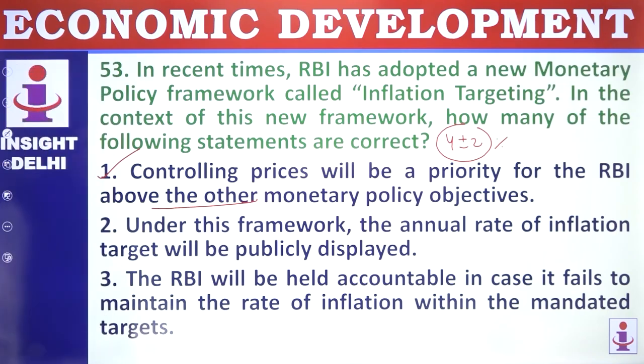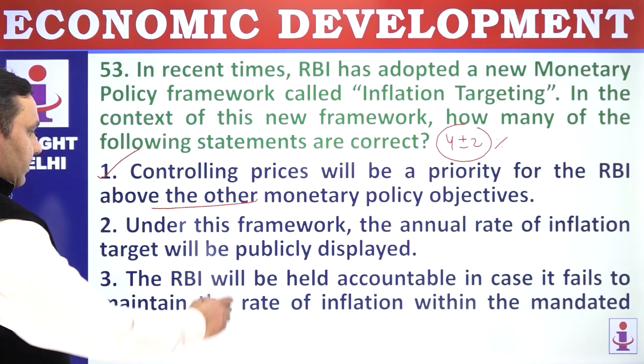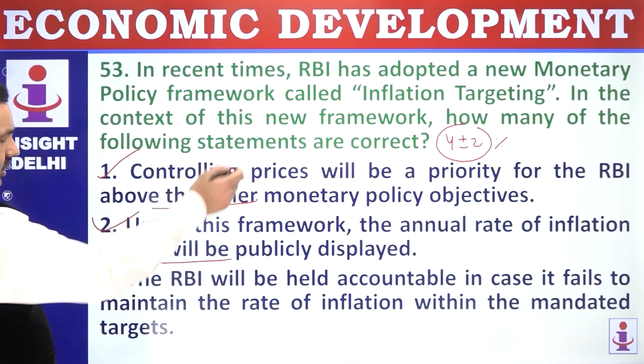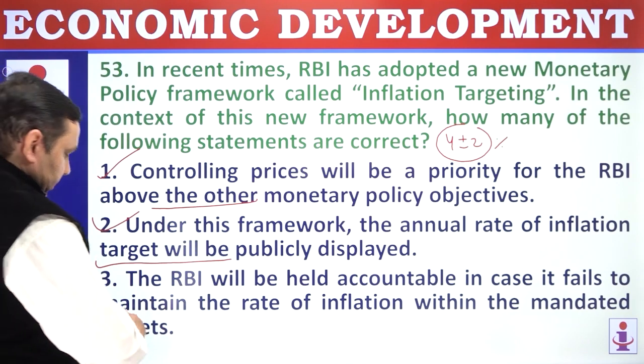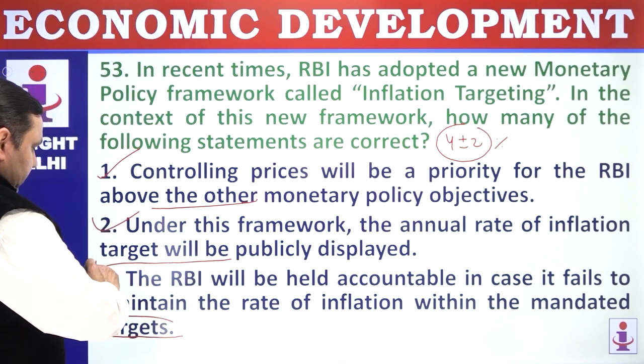Under this framework, the annual rate of inflation target will be publicly displayed. That's what RBI has done. RBI will be held accountable in case it fails to maintain the rate of inflation within the mandated limits. That's correct.